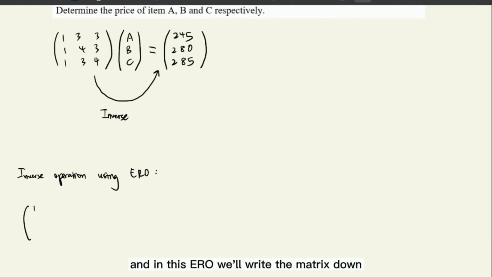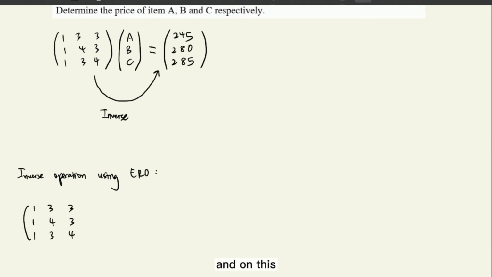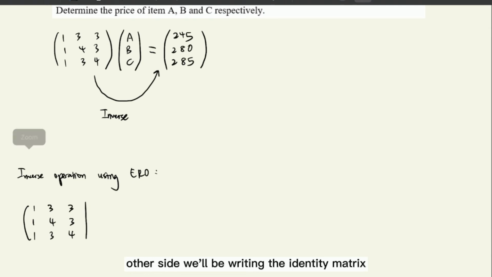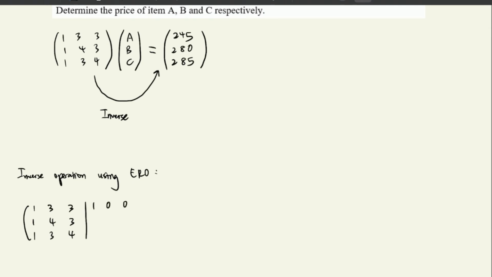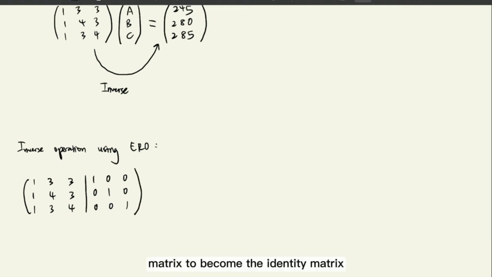And in this ERO we will write the matrix down, which is the matrix above, and draw a line and on this other side we'll be writing the identity matrix. So our main point is to make the left side of this matrix become the identity matrix, and on the right side of this matrix it will be the inverse of this matrix.